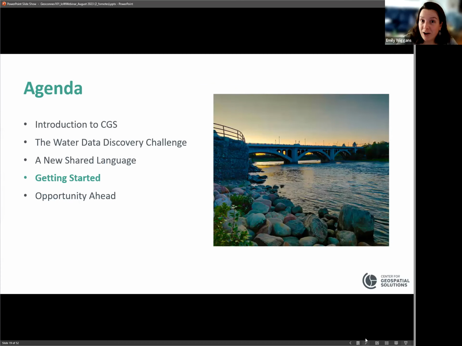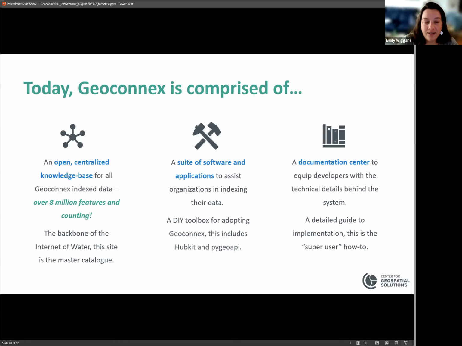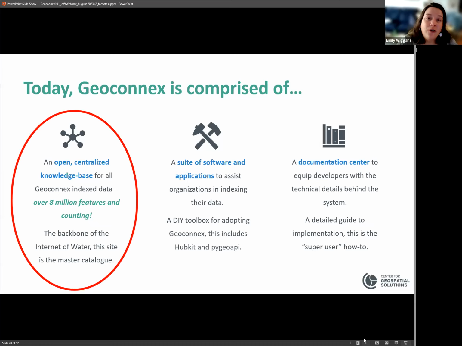Moving forward to how you can get started using Geoconnex. Again, as I mentioned, Geoconnex today has over 8 million reference features in this knowledge graph background knowledge base that we have here. So if you want to get started using that, and we hope you will, I'm now going to go into a little bit of how you can do that and what's there for you.